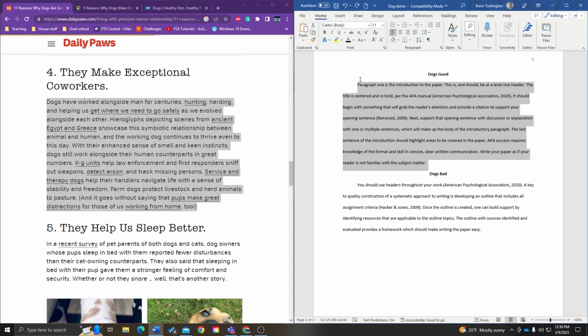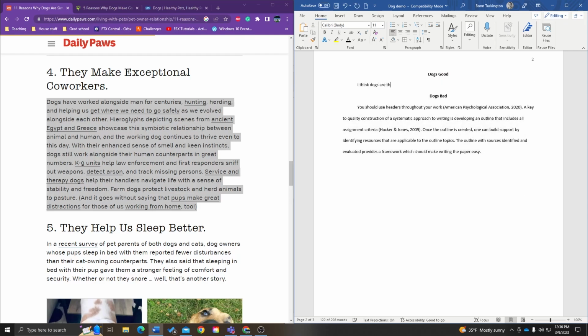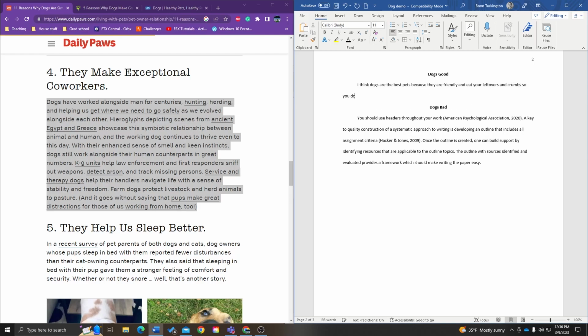So you could maybe say something like, I think dogs are the best pets because they are friendly and eat your leftovers and crumbs, so you don't need to vacuum as often. Okay, and then you would go on to continue and write. So what you would do is, instead of starting with the research, if you're having trouble, start by just writing what you think, what you feel, and what you want to explore.